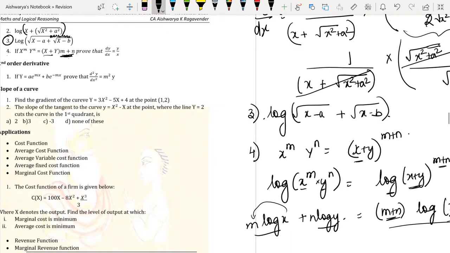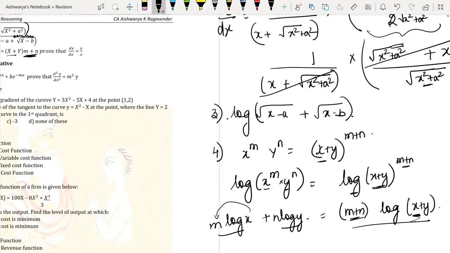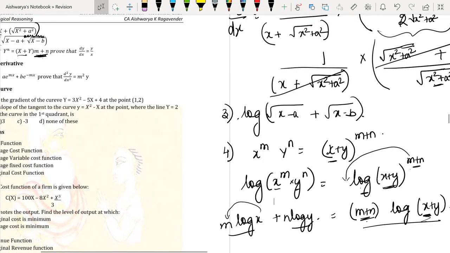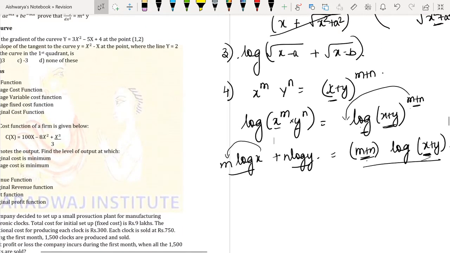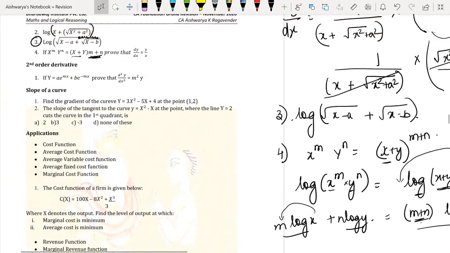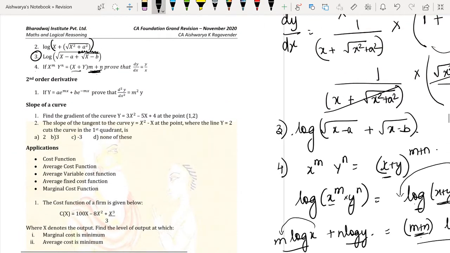Okay, x plus y is already there. I took log on this side. When I take log on that side, it will become log of x plus y, the whole power m plus n. That power will come out. It has come out like this. So it has become m plus n into log of x plus y. After this, you can differentiate on your own. Now we'll go to second order derivative.